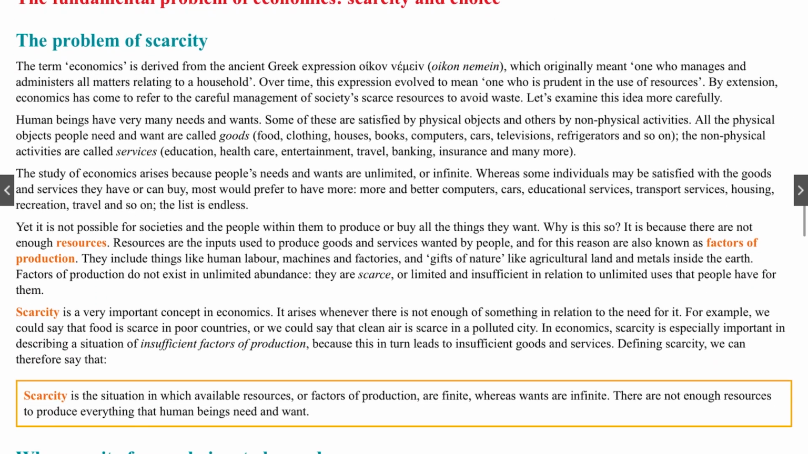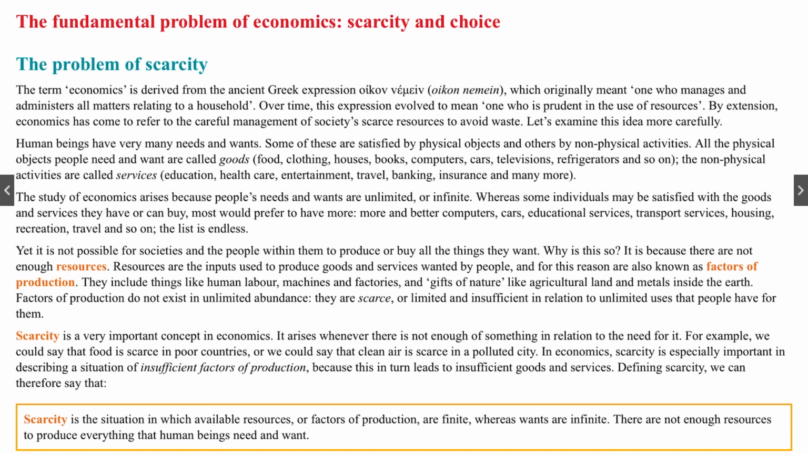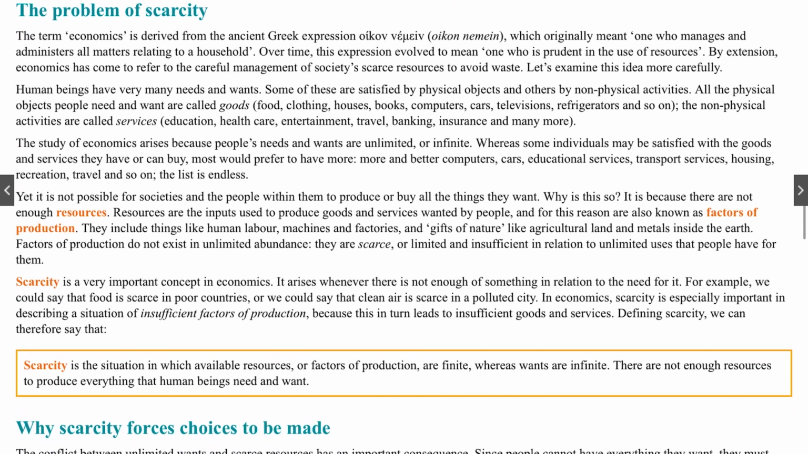So we can talk about the fundamental problems of economics now, which are scarcity and choice. So as I talked about, the problem of scarcity is that humans have many needs and wants, and some of these are satisfied by physical objects and others by non-physical activities.